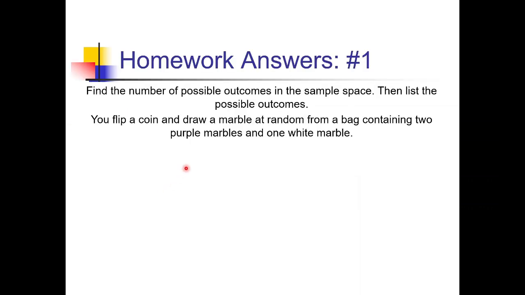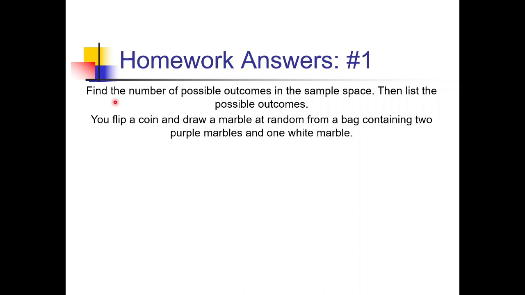For this problem, they want us to find the number of possible outcomes in the sample space from flipping a coin and drawing a marble from a bag with two purples and one white. They also want us to list out the possible outcomes. So let's start with the total possible outcomes.